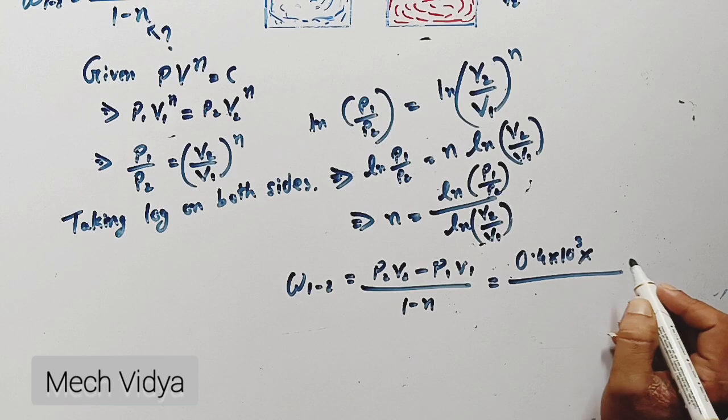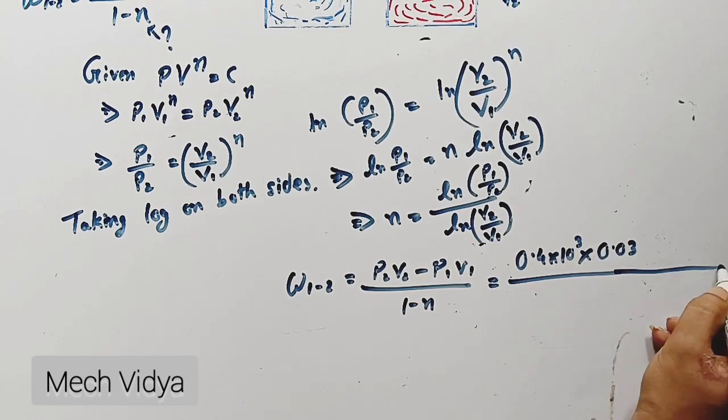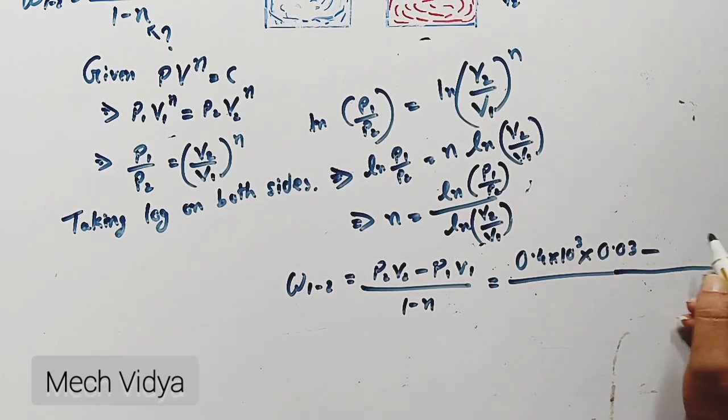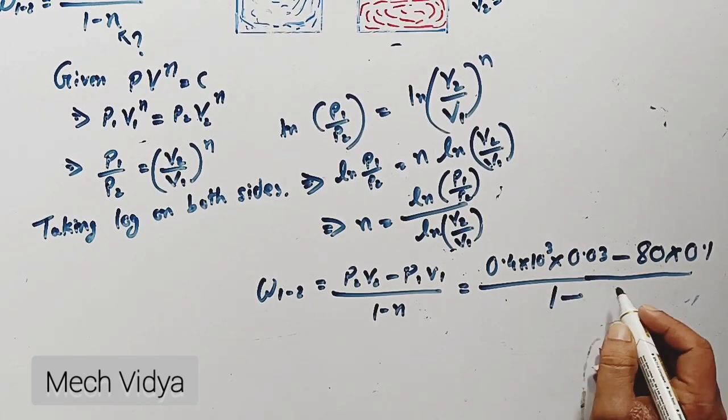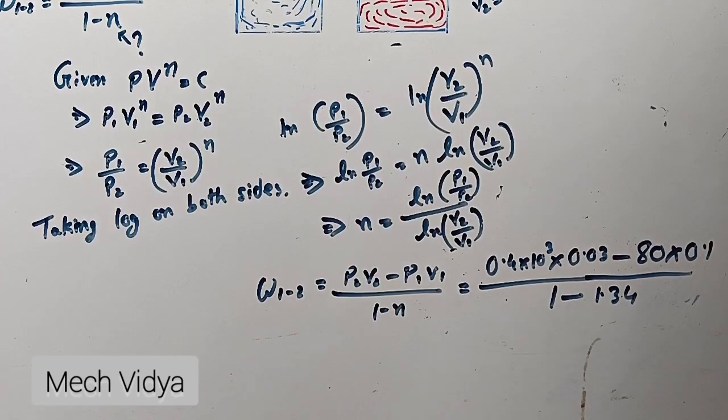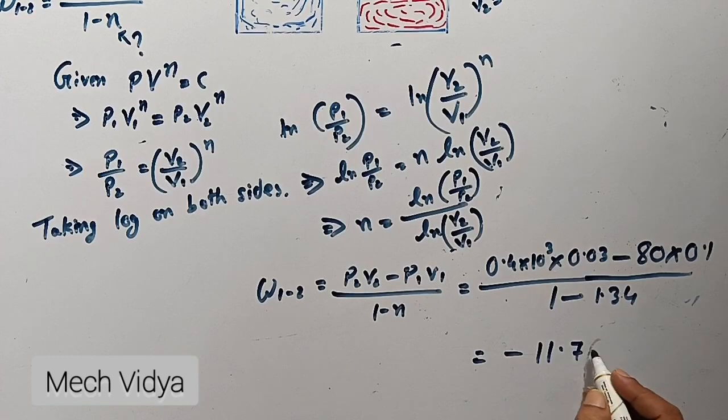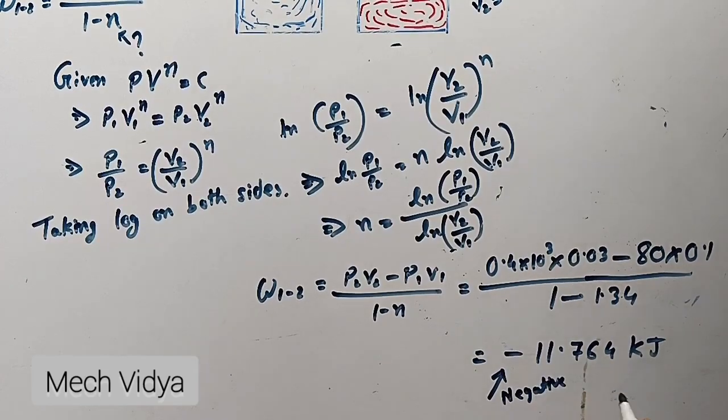Just put the value of n here and we will get the value of work done. So the work done is minus 11.764. This minus implies work has been done on the system.